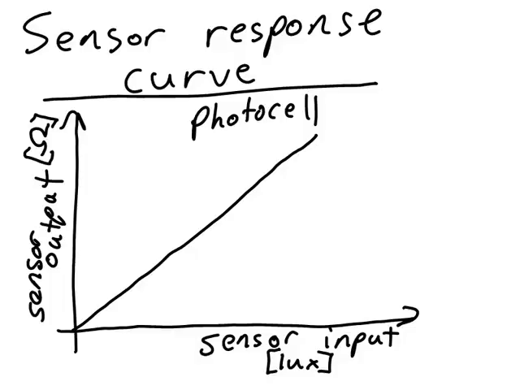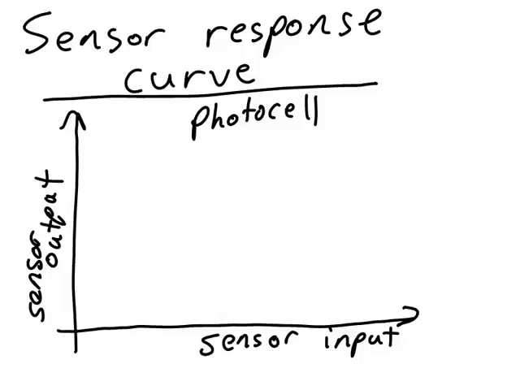The response curve tells us for any value of sensor input, what would be the expected sensor output. Note that the sensor response curve might be different for the exact same sensor depending upon what we're using that sensor to measure. I'll show you an example for the photocell.